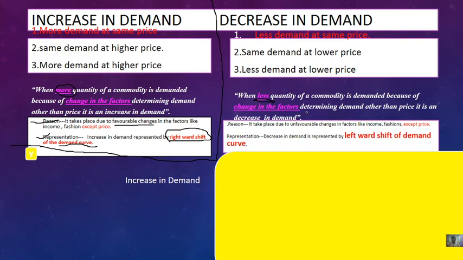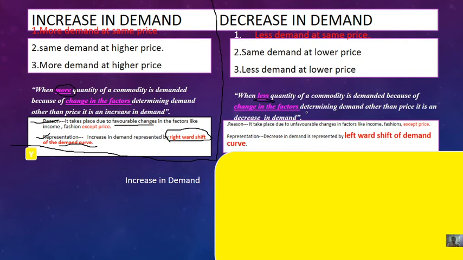When less quantity of a commodity is demanded because of a change in the factors determining demand, why is less quantity demanded? Because of changes in the factors which determine the demand. That is, all the determinants of demand, which we've already seen in previous lectures, other than price, it is a decrease in demand.